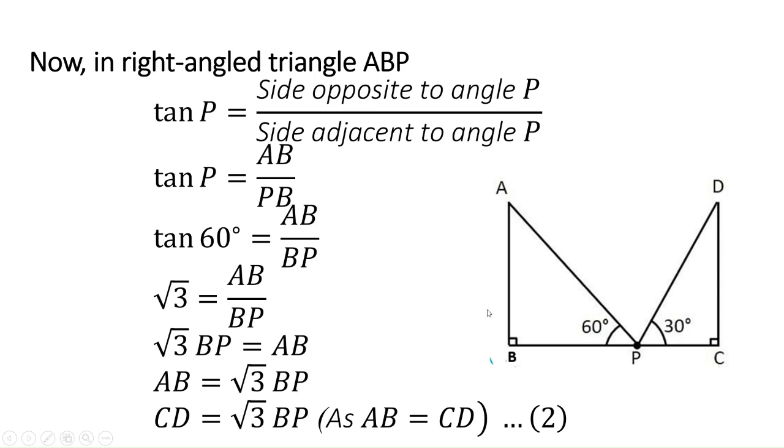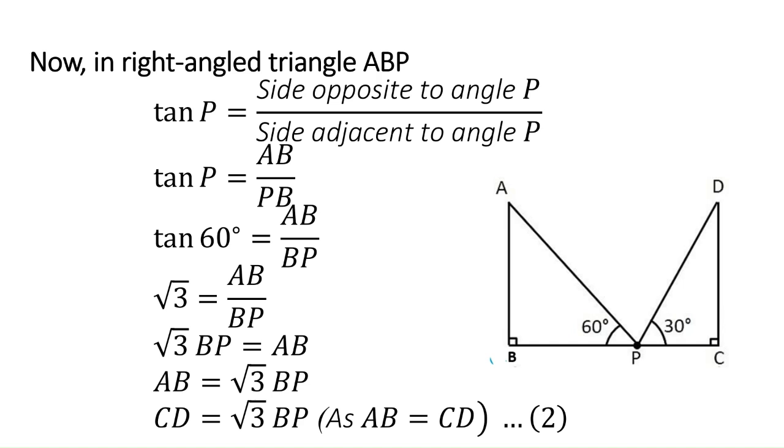But what is given here? It is given that the heights of the poles are equal. That means AB is equal to CD. So what can we write here? As AB is equal to root 3 into BP, we can also write CD is equal to root 3 into BP, because the heights of both the poles are equal.